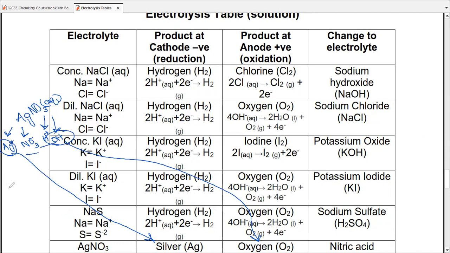Nitrate and hydrogen. Right. So H positive, when it reacts with NO3 negative, forms an acid, which is nitric acid, the formula for which is HNO3. That's how you get the nitric acid. I hope now it makes sense, right? Yes, sir. If it does, let's continue with another example.